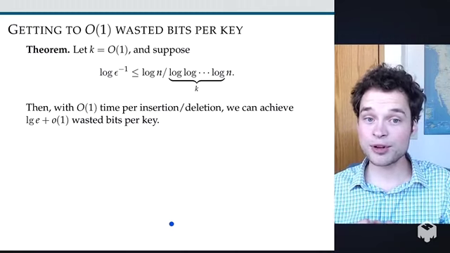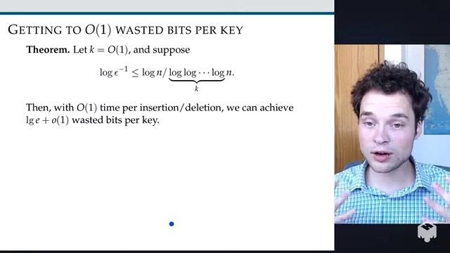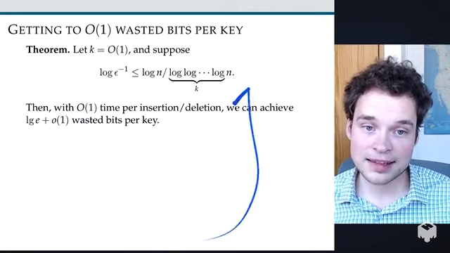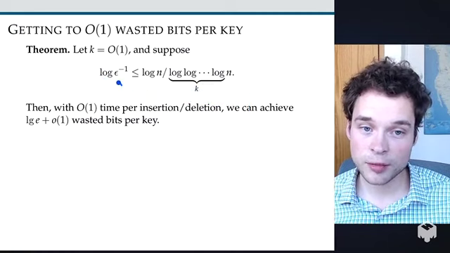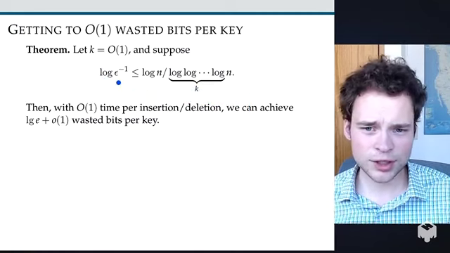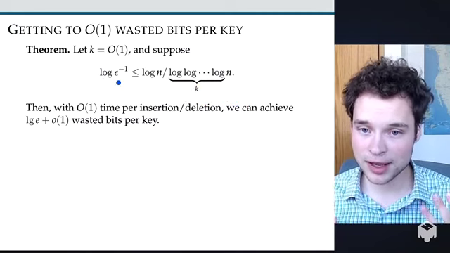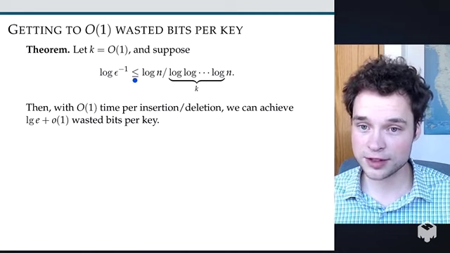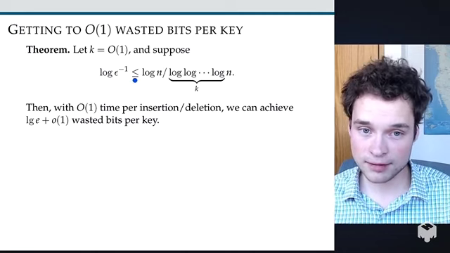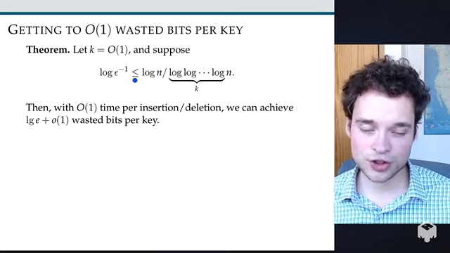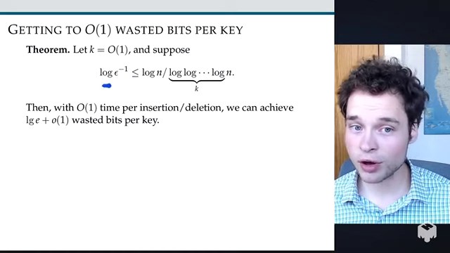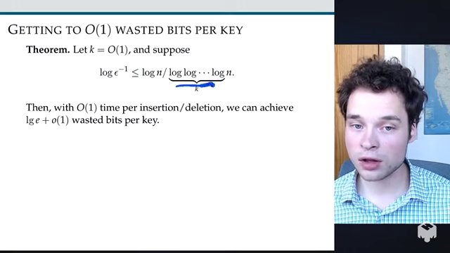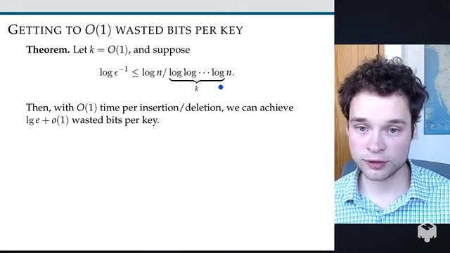So we're actually able to get down to order 1 wasted bits per key, and all we have to do is add one small constraint on the parameter epsilon. You'll remember that I mentioned that in most applications of filters, you should think of the quantity log epsilon inverse as being relatively small, being little o of log n. And so here we add a constraint that formalizes that. We say, okay, suppose log of epsilon inverse is less than log n over log log log log log, for any constant number of logs of n.